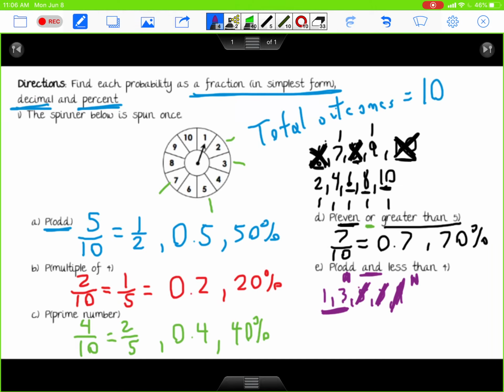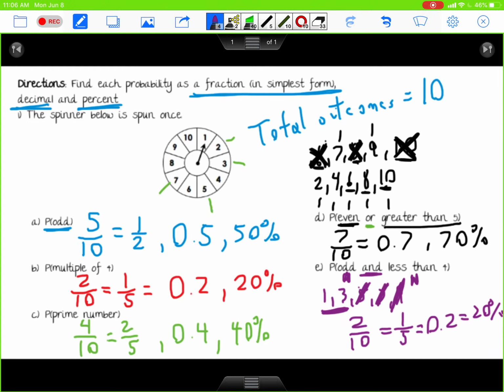Okay, and you see that it satisfies what it's asking for. Okay, 1 is odd and it's less than 4. 3 is odd and it's less than 4. Okay, the and means it has to be both of those things at the same time. Okay, once I have my choices, I have 2 things that I want over the total of 10. Get my decimal, or actually simplify first, becomes 1/5. Get my decimal of 0.2, and then my percent of 20%.